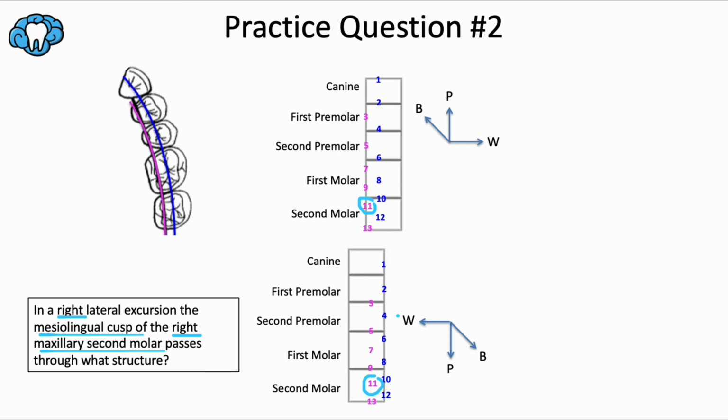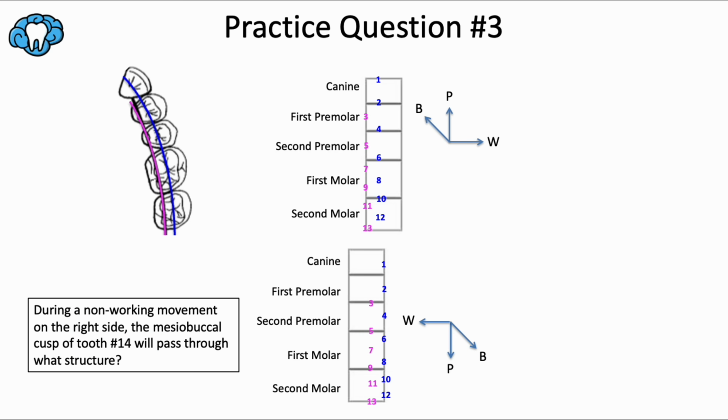So we use the W working arrow. And so this would be moving in this direction. So that mesiolingual cusp is moving lingually through the lingual groove of the mandibular second molar. And that's it. That's your answer. No need to overthink it. Just move on to the next one.